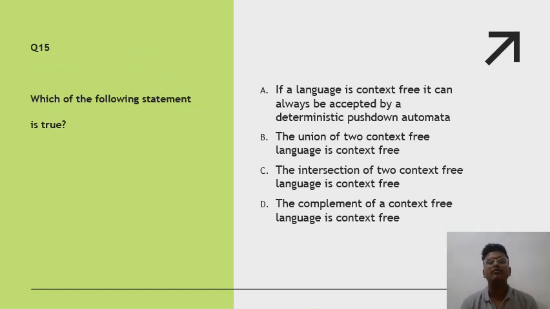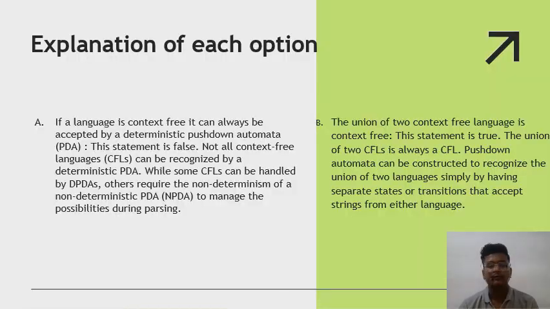This is question 15 of the multiple choice questions. Which of the following statements is true? We are given four statements. A, if a language is context free, it can always be accepted by a deterministic push-down automata. B, the union of two context-free languages is context free. C, the intersection of two context-free languages is context free. And D, the complement of a context-free language is context free.